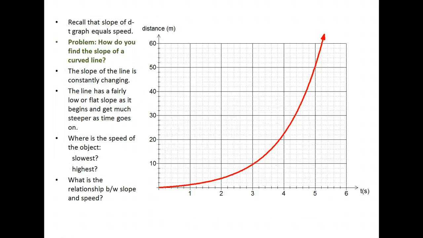Okay, so some points now you need to pay attention to. So first, recall that the slope of a distance time graph equals speed. The problem we come up with now is, how do we find the slope of a curved line? So when we look at what we have here, we have a distance time graph. How do we find the speed of this object? Because the slope is constantly changing, so you can't get one speed at this point.